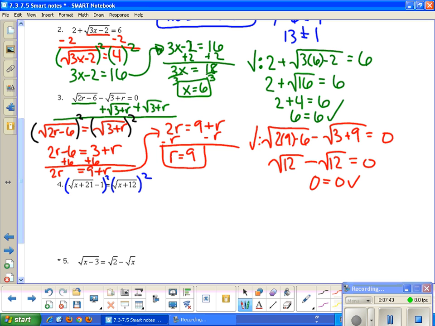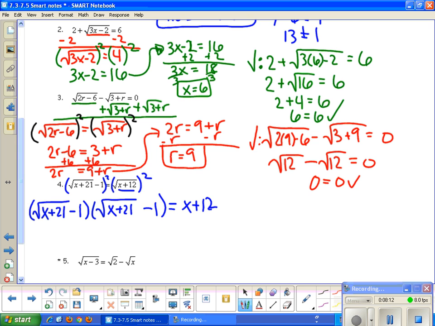When I do that, I know that this radical is going to be gone, but on the other side, notice you have a binomial squared. Remember, when we have a binomial squared, that means you need to FOIL or box it. So this really says we have the square root of x plus 21 minus 1 times the square root of x plus 21 minus 1 equals x plus 12, because we got rid of the radical on this side when we squared the radical. So now I need to multiply this out.